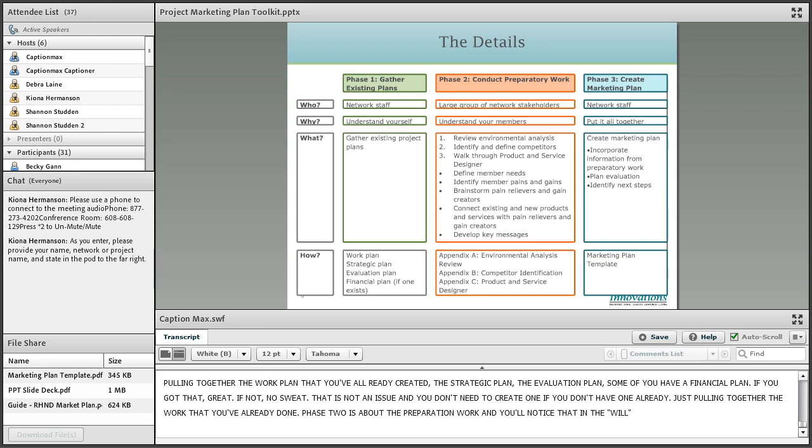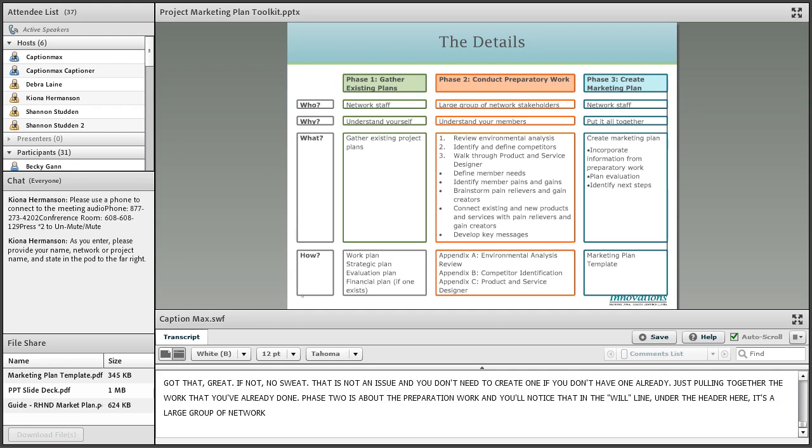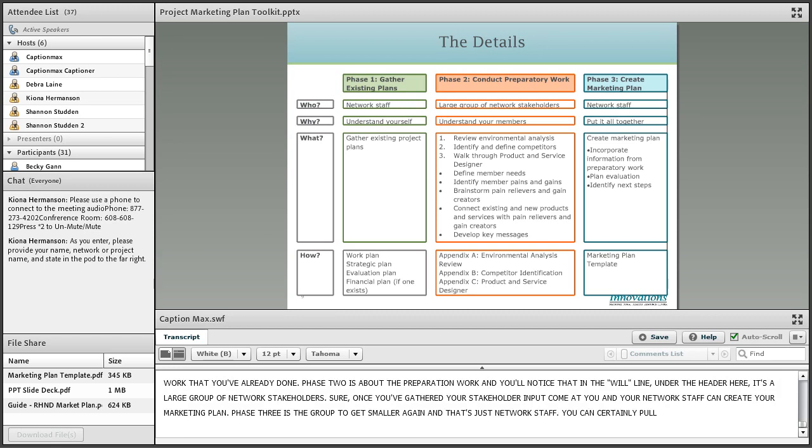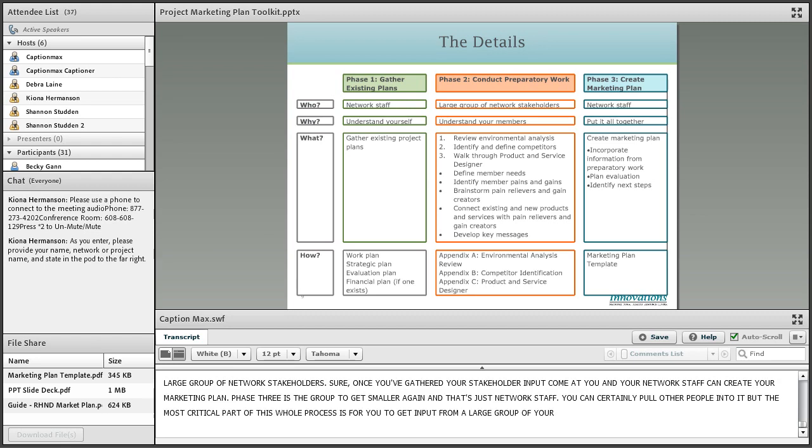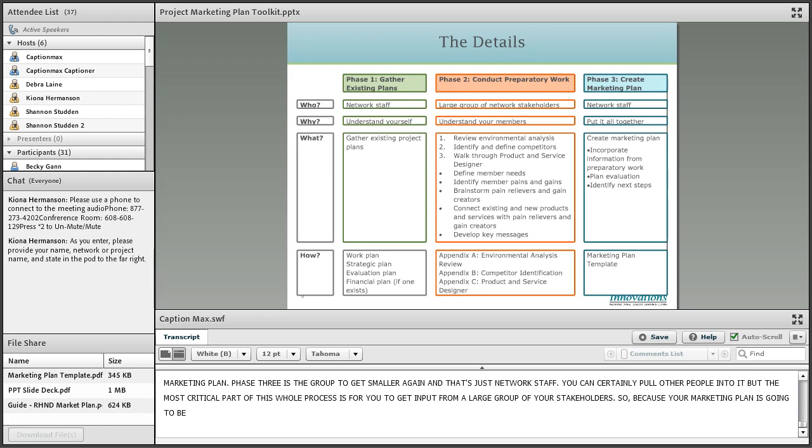Phase 2 is about the preparation work, as I said, and you'll notice that in the who line underneath the header here, the who's involved in phase 2 is a large group of network stakeholders. Once you've gathered your stakeholder input, you and your network staff can create your marketing plan on your own. So in phase 3, the group gets smaller again, and it's just network staff that's needed. You can certainly pull other people into it, but the most critical part of this whole process for you to get input from a large group of your stakeholders is in phase 2.